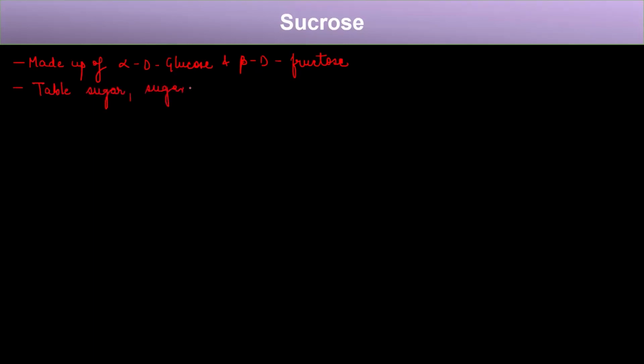Now the third type of disaccharide that you will study is sucrose. Okay, now this sucrose is made up of what? Alpha-D-glucose and beta-D-fructose. Okay, and this sucrose is like the table sugar. So the sugar that we use, right? Table sugar, sugar cane. So sucrose is present in table sugar and sugar cane.